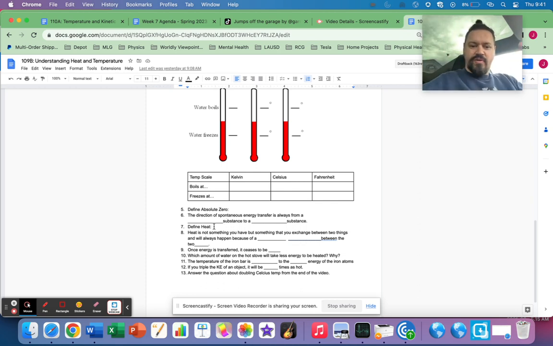Heat is the flow of energy from one object to another, usually from high to low. Heat isn't something that you have, but something you exchange between two things. It always happens because of an energy imbalance or temperature difference between the two objects. Once energy is transferred, it ceases to be heat. Now it's just energy that something possesses. Number 10, which amount of water on the hot stove takes less energy to be heated? Less water.